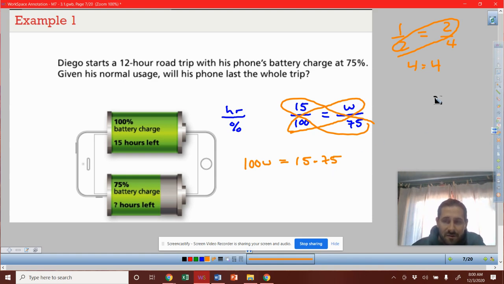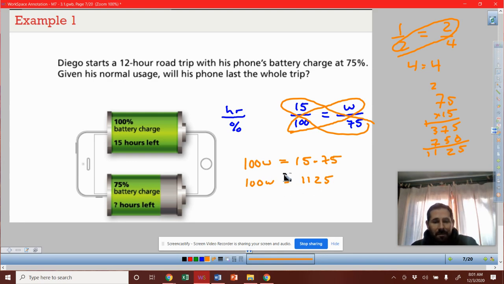So now we're going to solve this. 75 times 15. 5 times 5 is 25. 5 times 7 is 35. Carry that 2, so we're at 37. And then hold a place value. 1 times 5 is 5, and then 1 times 7 is 7. Let's add this together. We get 5. We get 12. Then we get 11. So there we are, 1125. So we have 100 W equals 1,125.